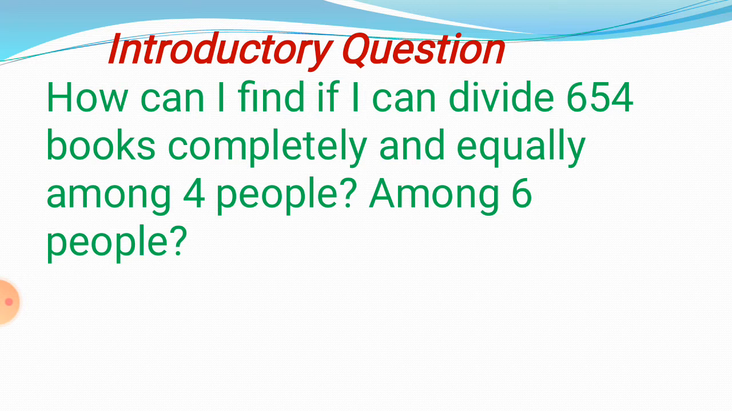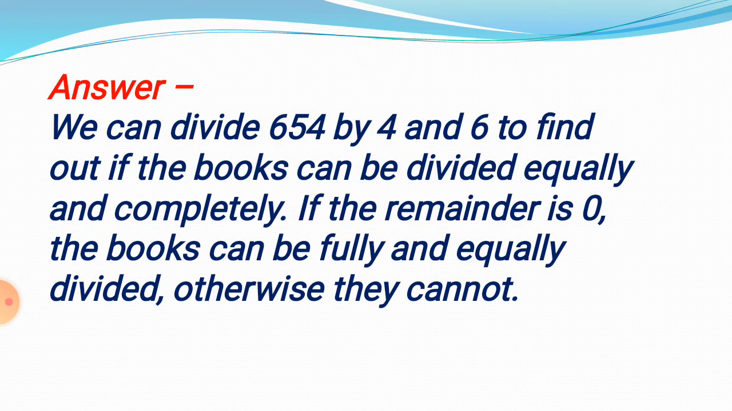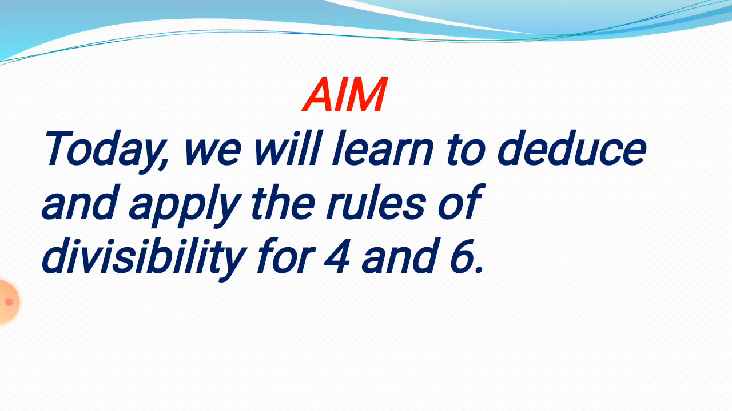Students, what to do to get the answer? The answer is we can divide 654 by 4 and 6 to find out if the books can be divided equally and completely. If the remainder is 0, the books can be fully and equally divided, otherwise they can't. So children, our aim today is to learn to deduce and apply the rules of divisibility for 4 and 6.